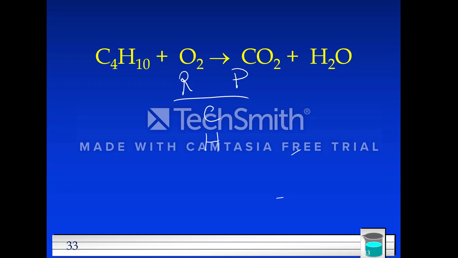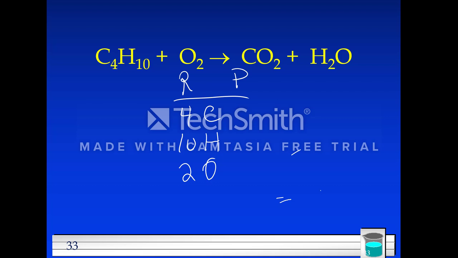Carbon, only 3 elements to worry about: carbon, hydrogen, and oxygen on both sides. Because they better be on both sides or I've got a problem. 4 carbons, 10 hydrogens, and 2 oxygens on my reactant side.